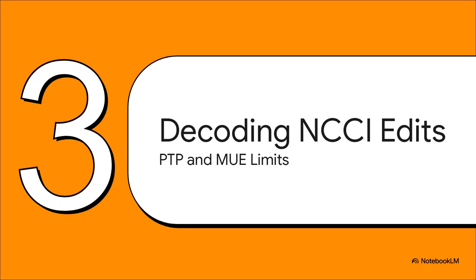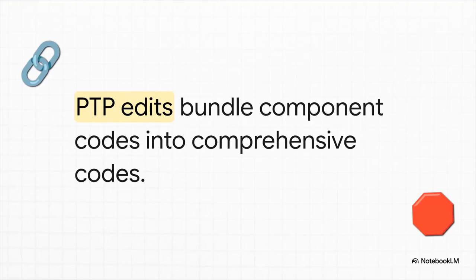Let's dive into Section 3, Decoding NCCI Edits. The National Correct Coding Initiative, or NCCI, uses procedure-to-procedure, or PTP edits to stop improper payments. The rule here is super simple. Column 2 component codes get bundled into Column 1 comprehensive codes. For example, if you code a major surgery, you can't separately bill for the minor surgical approach. It's bundled. You literally cannot bill them separately unless a clinically distinct service justifies using a modifier.